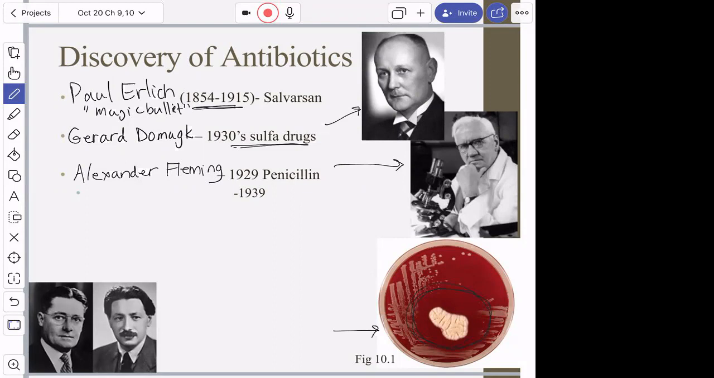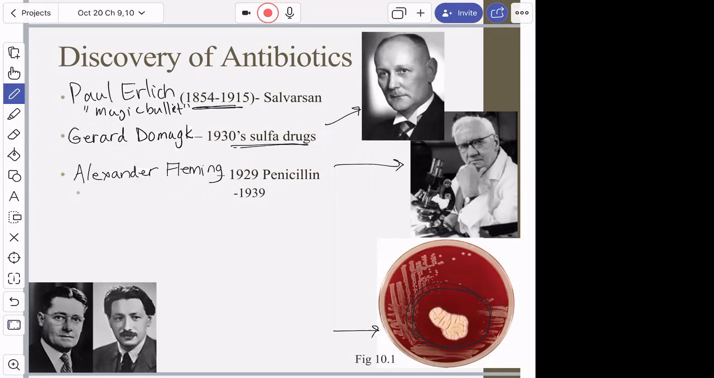He realized that mold was secreting something that was killing the bacteria. So he actually was able to identify the substance. He called it penicillin, that Penicillium notatum mold was secreting, but he wasn't able to figure out how to mass produce it. So he wrote it up in a paper, then he moved on to research something else.